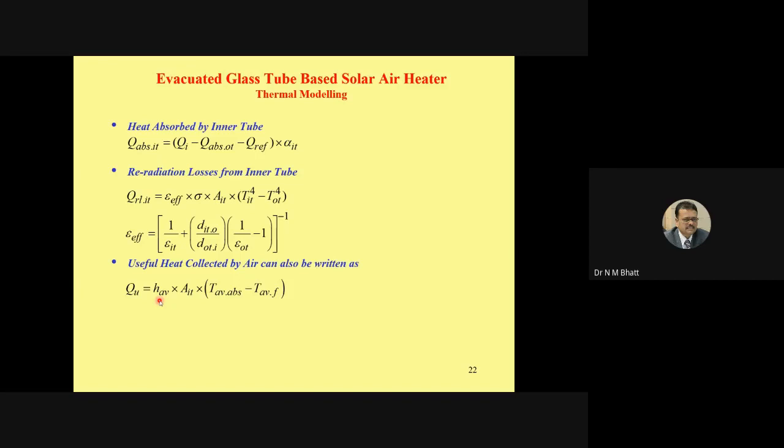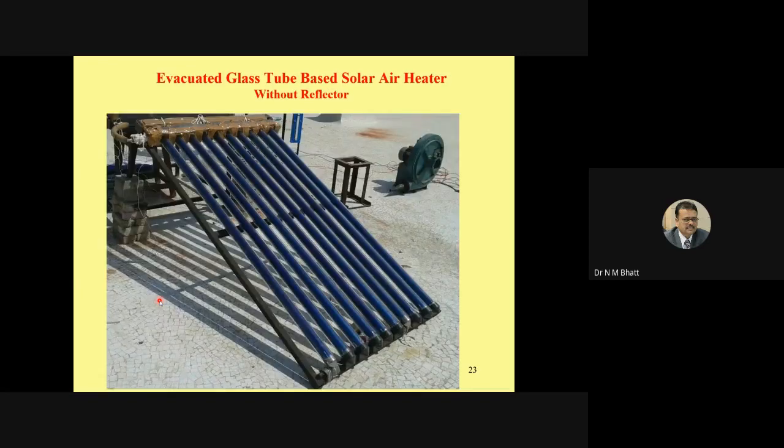okay. So a thermal model is developed, and the thermal model is basically used to predict the performance, and the thermal model we validated by performing experiments, by testing with various solar collectors having various concentration ratios, okay. So the first one is without reflector. You see that there is no reflector, only 10 tubes are there.